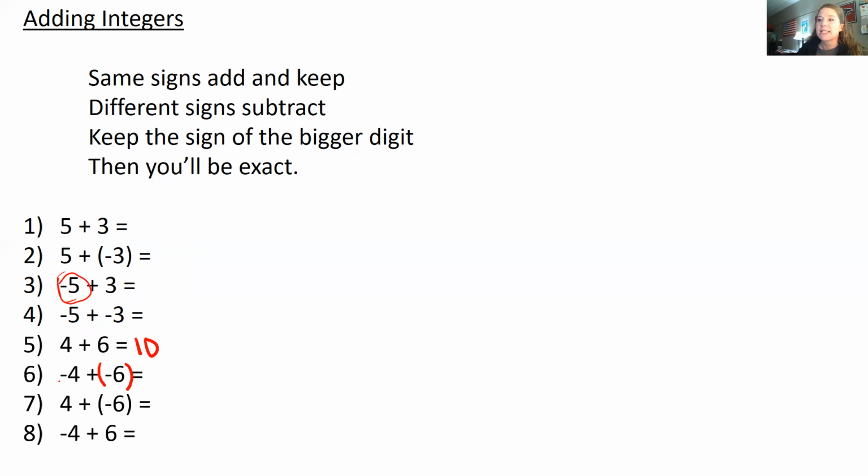All right, so number 6, we have 2 negative numbers, same signs, add and keep. So we're going to add 4 and 6, which is 10, and then we keep that negative because they're both negative numbers.